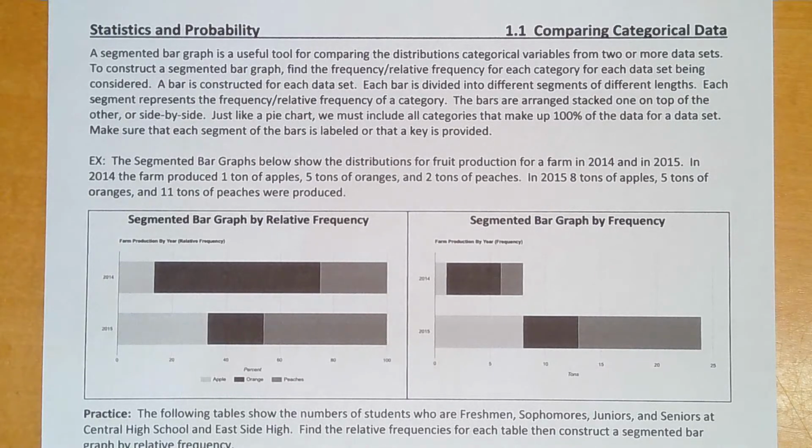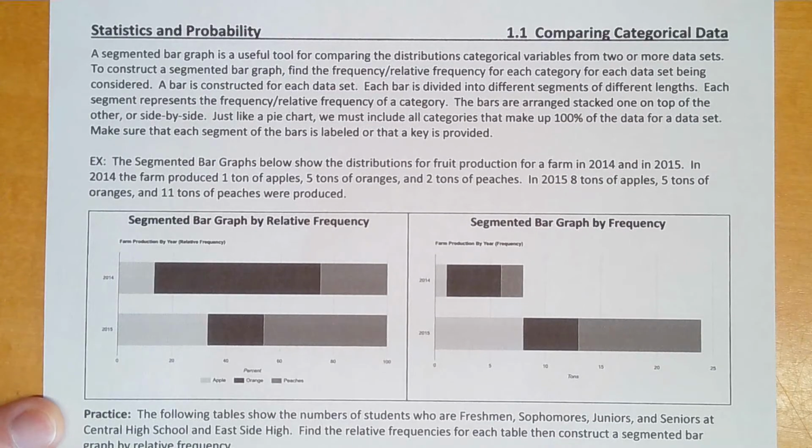Hi, everyone. Let's learn a little bit about comparing categorical data. That's if you had data from two different sets and you wanted to compare it. We could use a segmented bar graph. This is just one way to compare data. There are several, but this is a pretty useful and pretty straightforward way.